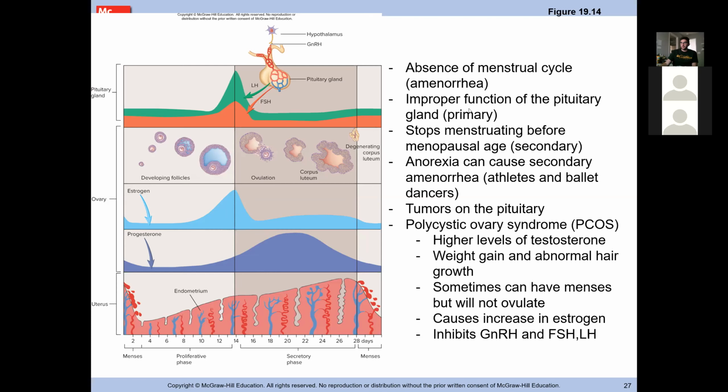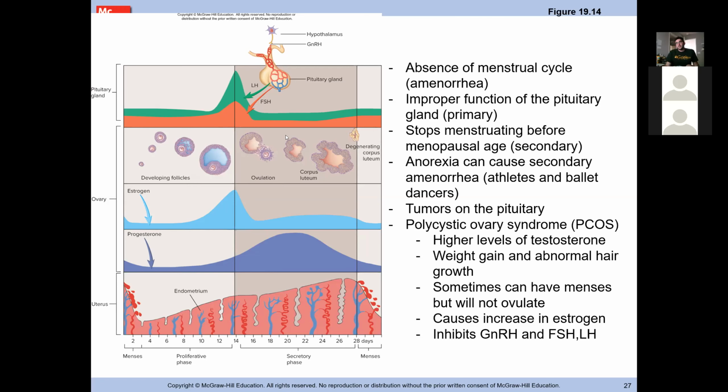So improper function of the pituitary gland will definitely contribute to this, because without these luteinizing and follicle stimulating hormones being released, estrogen levels and progesterone levels don't really change that much. And then the menstrual cycle won't actually begin if it's not able to slough off any of this tissue, or if any of these hormones aren't being produced at the levels they need to be.